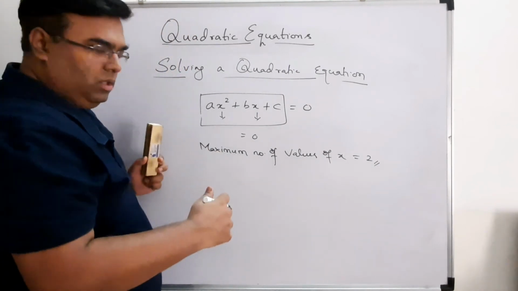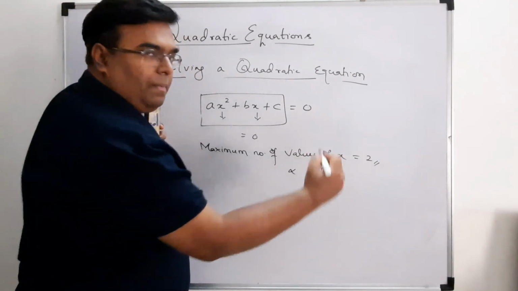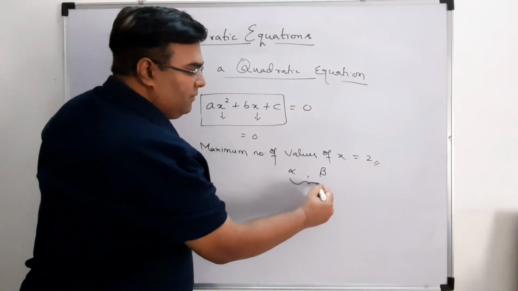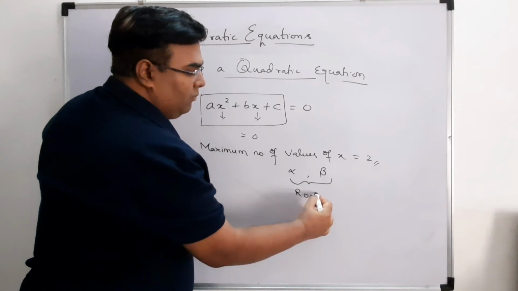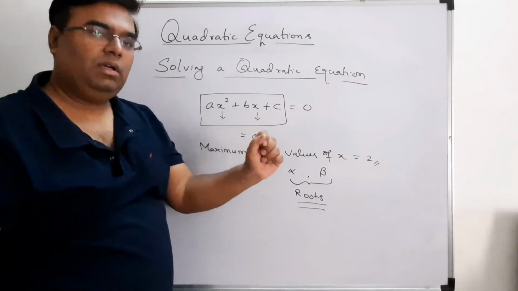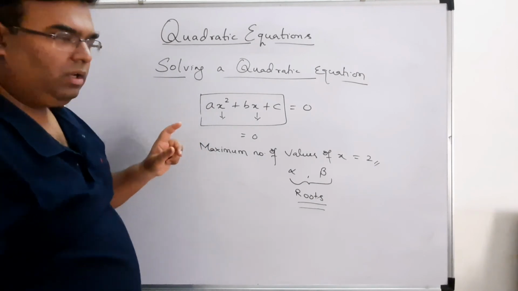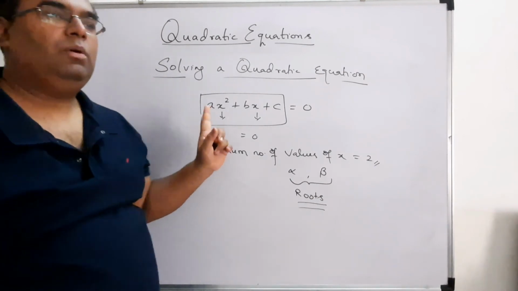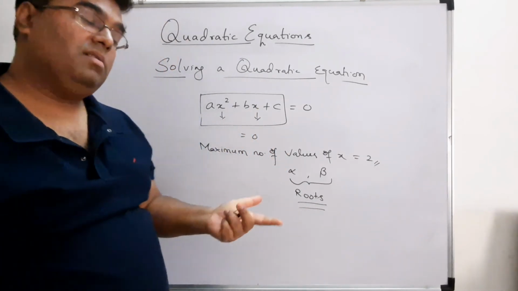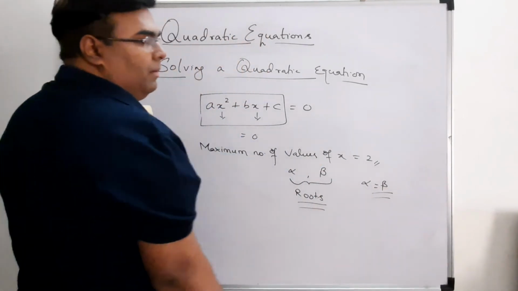And these values, let us say we call them alpha and beta. These are also called the roots of the equation, alpha and beta. We will use it later, but just for now remember that the maximum number of values that we can get from this equation is 2. We can get 1 also, and we can get 0 also. In case of 1 value, our alpha is equal to beta.